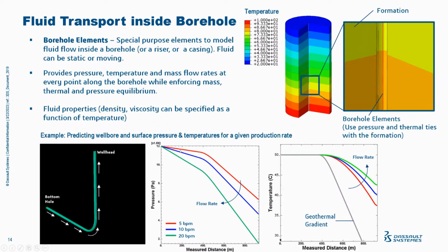The plot in the middle shows the pressure of the fluid as it travels from the bottom hole towards the wellhead, and you can see how the pressure evolves for different flow rates. On the right, I have shown the evolution of temperature of the fluid inside the borehole as it travels from the subsurface to the surface. The gray curve shows the geothermal gradient, and the various colored curves show the temperature of the fluid for different flow rates. So as you can see here, higher the flow rate, slower the change in temperature of the fluid.